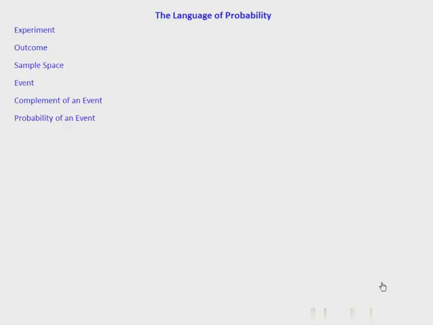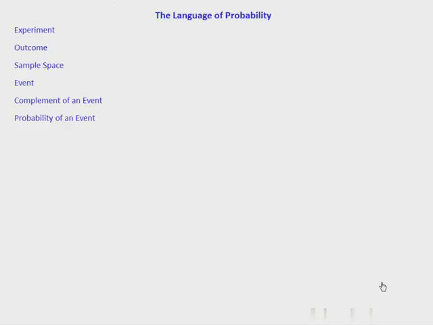What is the sample space? The sample space is the set of all outcomes. Which is to say that again, if I throw a fair die, then my sample space consists of the numbers 1, 2, 3, 4, 5, 6. All the possible outcomes of that experiment constitute the sample space.